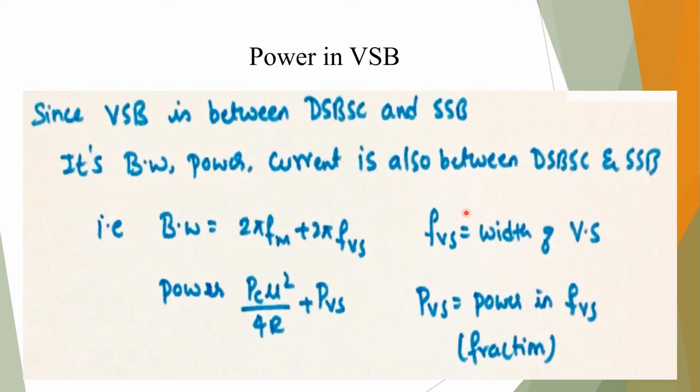So how are we going to calculate the power in vestigial sideband? Vestigial sideband lies between double sideband suppressed carrier and single sideband suppressed carrier. So the power calculation is also between both modulation techniques.